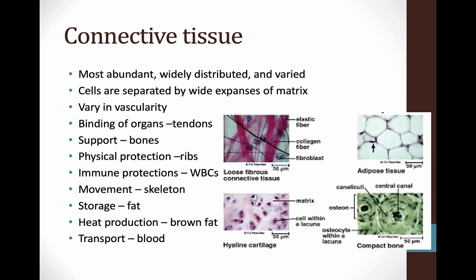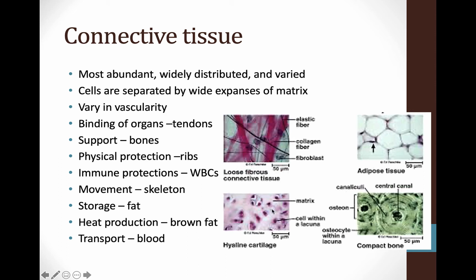Connective tissue is the second major group of tissues that are found in the human body. And connective tissues are the most abundant, they're everywhere, they look all sorts of different, and they do all sorts of things. And one thing that's kind of similar about all of the connective tissues is that there are cells, and between the cells we have wide expanses of some kind of matrix.